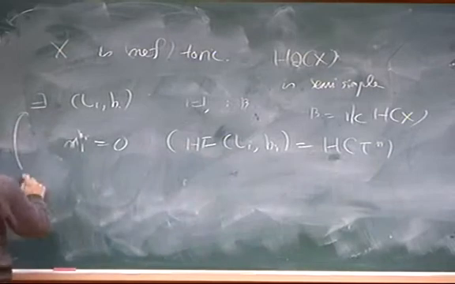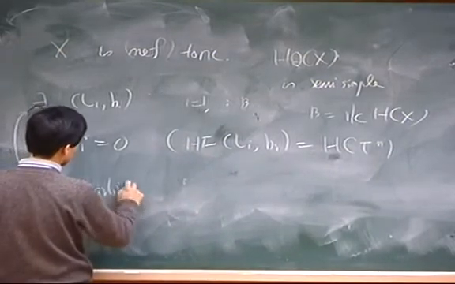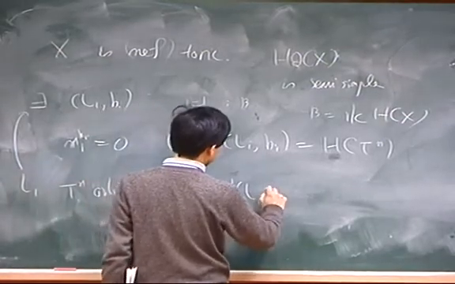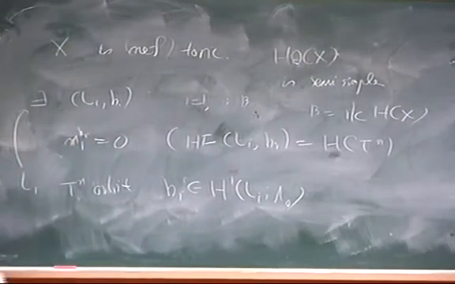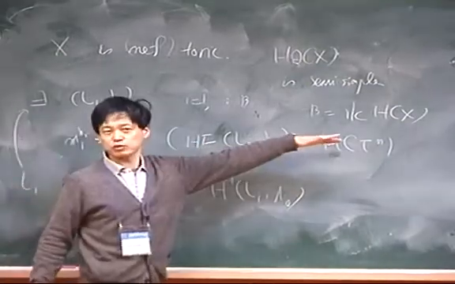Sorry, this Li is a Tn orbit, and Bi is an element of first cohomology. So you have exactly as many choices as the Betti number, so that Floer homology is isomorphic to the classical one.